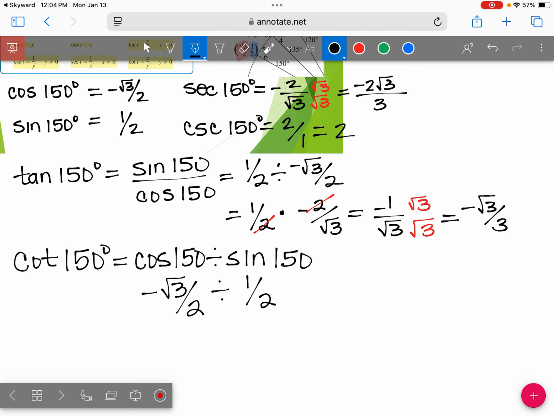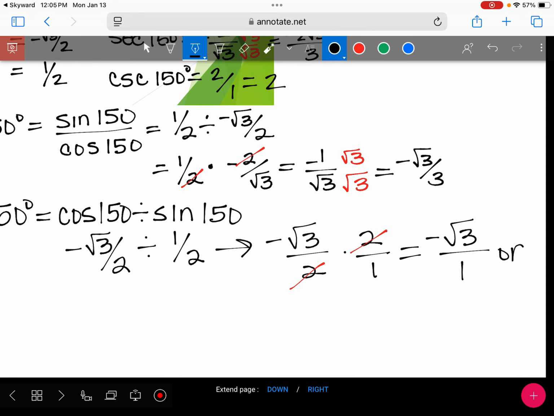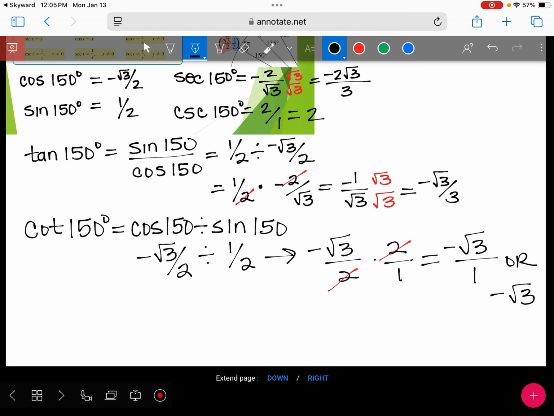And when you do that, you get negative root 3 over 2 times 2 over 1. The 2's will cancel again. But this time, my radical is in the numerator. I'm left with just negative root 3 over 1, which is just a negative root 3. And that would be all 6.